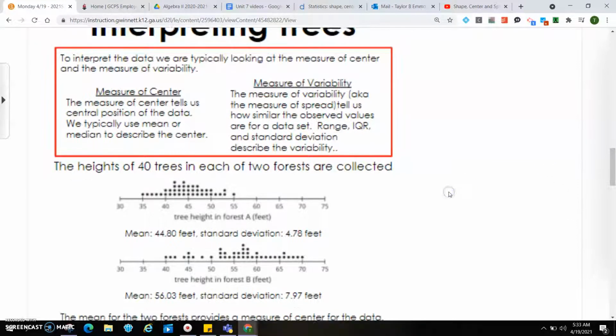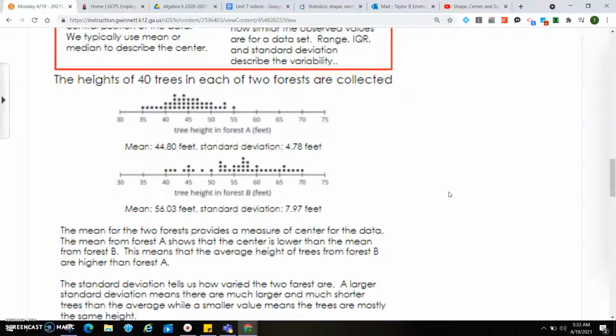So they've got heights of 40 trees in each of the two forests collected, and here's the data below. The mean for the two forests provides a measure of center for the data. The mean from forest A shows the center is lower than the mean from forest B. First of all, the mean from forest A is 44.8. The mean from forest B is 56.03. So we can see that it's already lower. We also see that this data grouping is lower than this grouping over here.